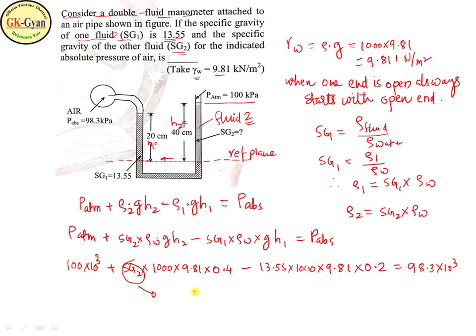So the value of Hg2 is calculated as 6.34. So this is the first numerical we have seen here. Now we will move to the next numerical.